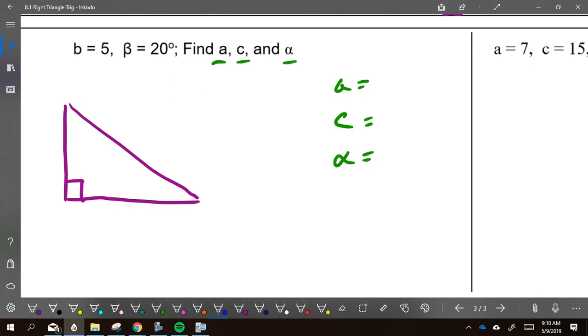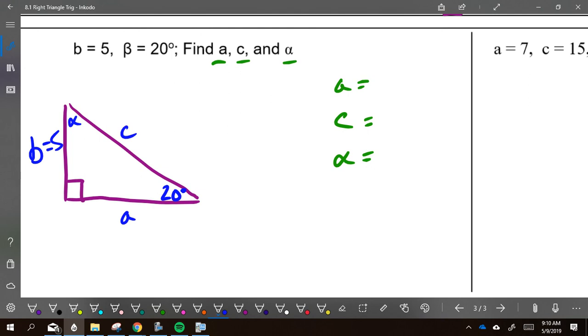It doesn't matter, so pick one. That one. So if that's B, you said that was 5. Which angle is it, the top or the bottom? The bottom right angle needs to be 20 degrees. So if that's B and that's beta, that means this has to be A, that has to be alpha, that has to be C because it's the hypotenuse.